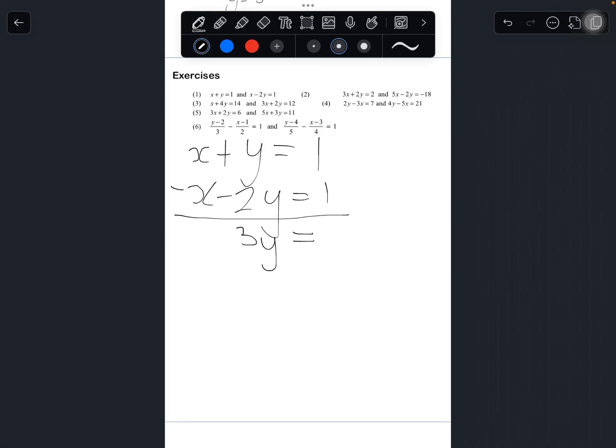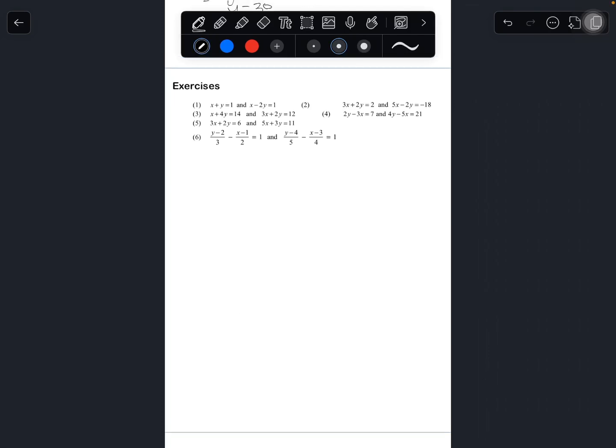equals 1 minus 1 is 0. And then I'm going to have that y equals 0 here. So we're going to take the 0 and substitute it in. We're going to have 0 plus y equals 1. And then I'm going to have y equals 1. Okay, so that is our first question done. Let's move on to our second question.